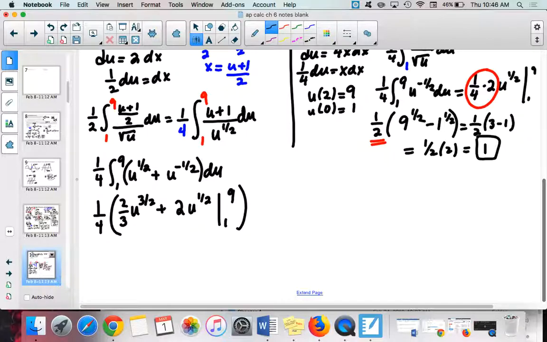9 to the 3 over 2, do you guys know it? 27, so I have 27 times 2/3. So 27 and 3 reduce out. 9 times 2, 18. 2 times the square root of 9 is 6, right? Minus the 1s. The 1s are easy, 2/3 plus 2. All of that multiplied by 1/4.